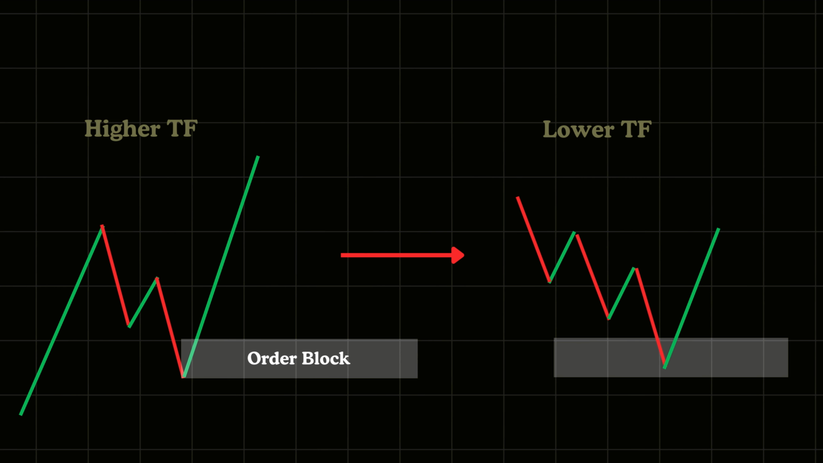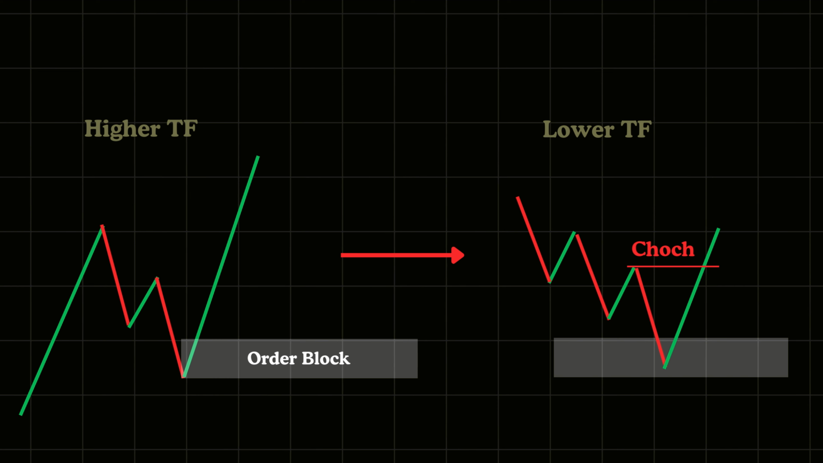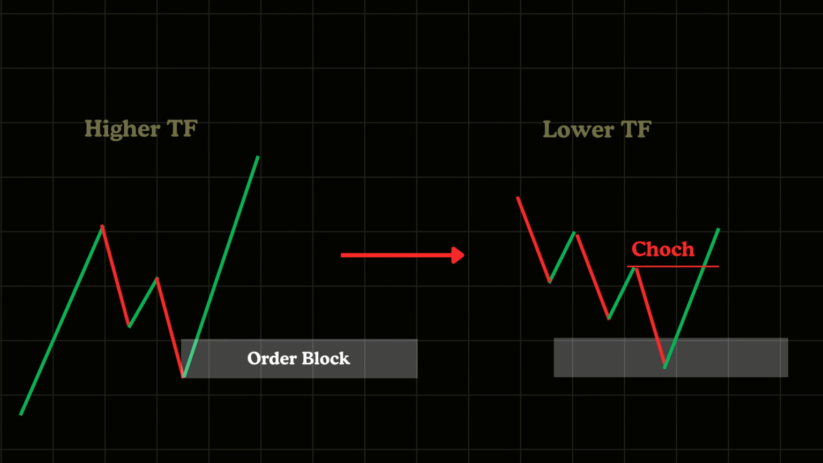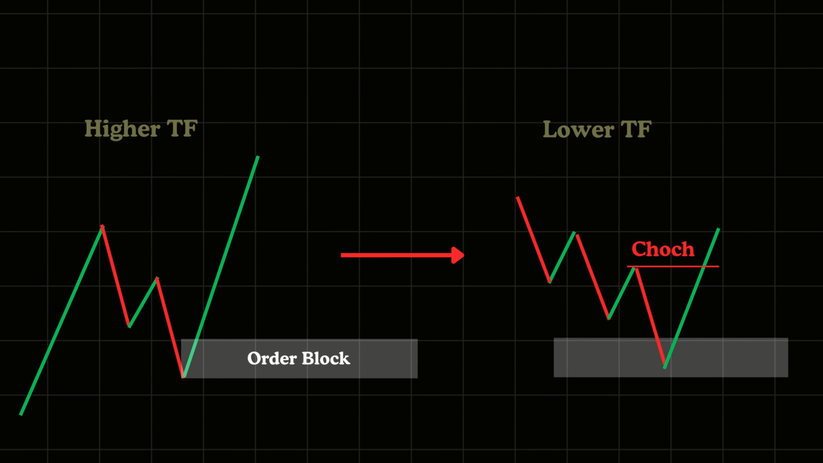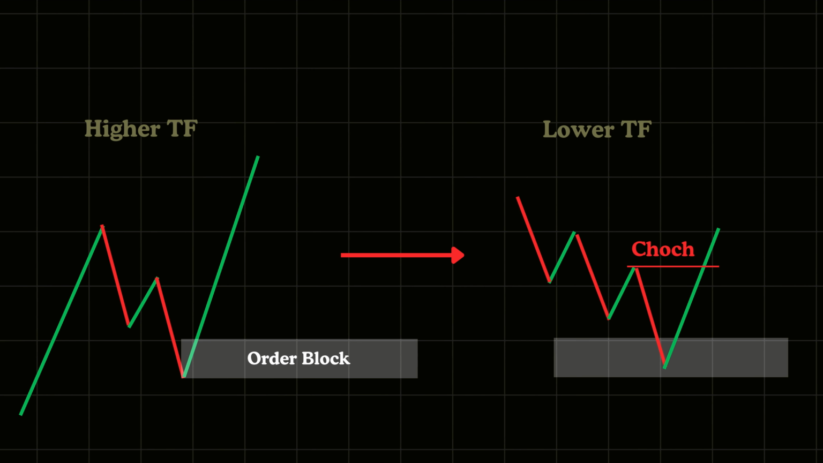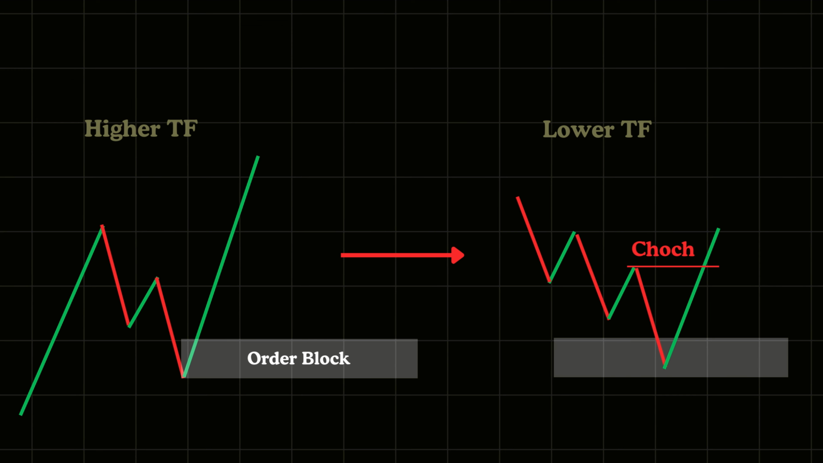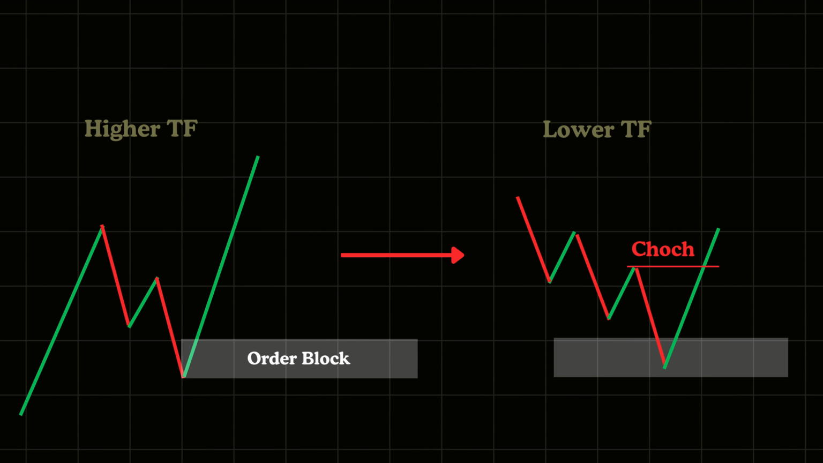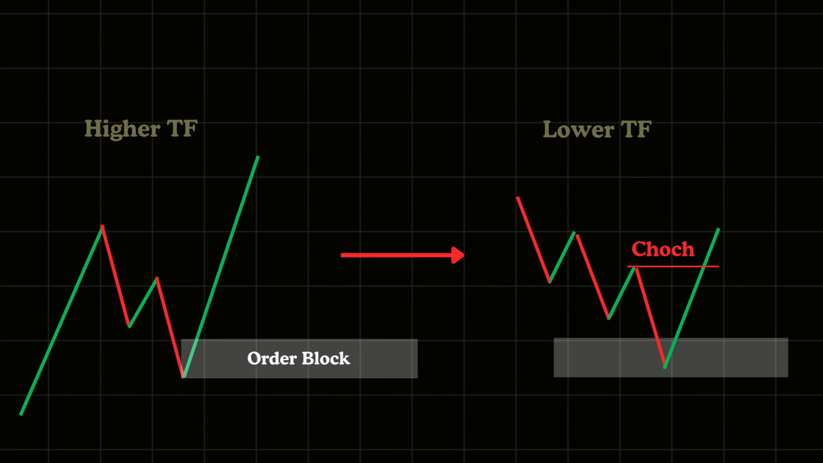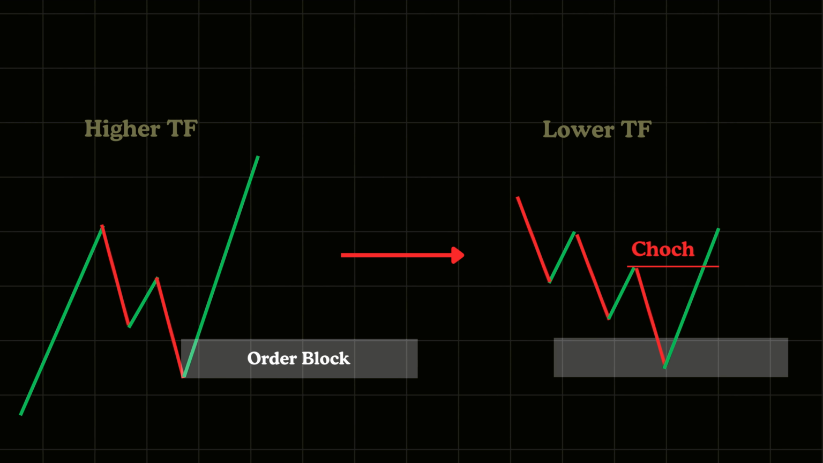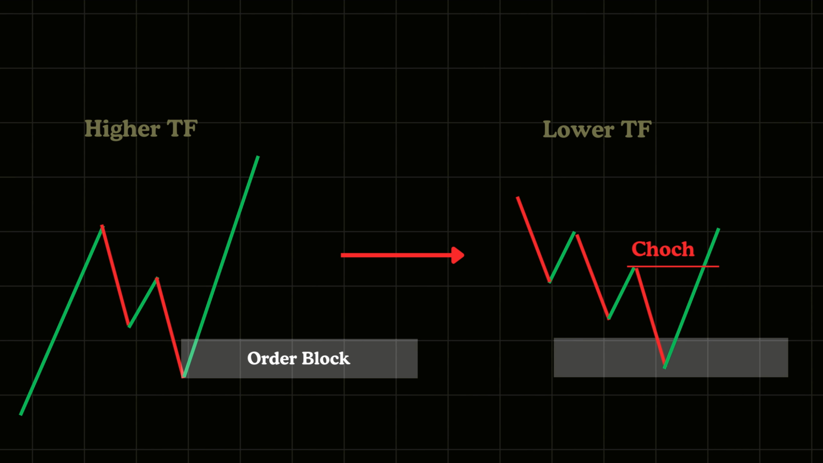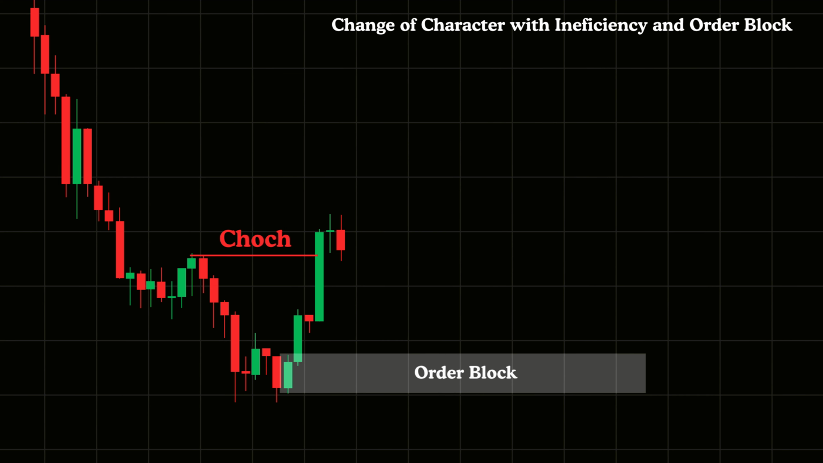At this stage, we wait for a clear change of character, a signal that the short-term downtrend, or uptrend in a bearish setup, has potentially ended, indicating a shift in market sentiment. If there is no confirmed change of character, we avoid entering the trade. This confirmation is essential to align both timeframes and avoid false signals. Once confirmed, there are typically two common scenarios for executing entries, based on how the price behaves within the lower time frame structure. Change of character with inefficiency and order block.